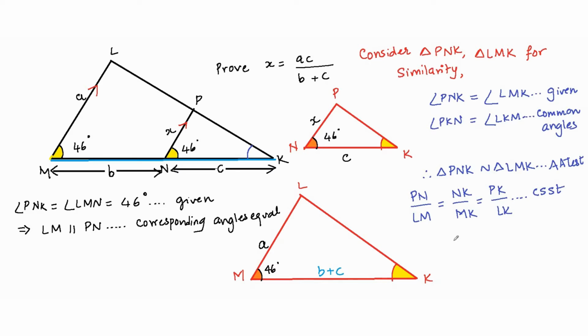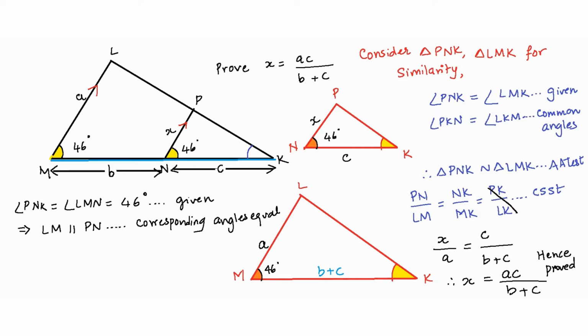So now I can simply substitute the values. PN is x and LM is a, is equal to NK, which is c, and MK is b plus c. And these two measurements are not given, so let us just drop them from the equation. And therefore, x is in division, it goes to the other side for multiplication. Therefore, x equals AC upon b plus c. And this is what we had to prove. So I would simply say, hence proved.